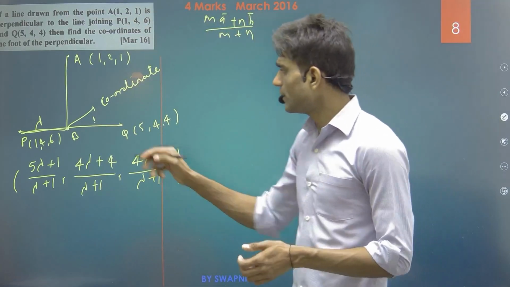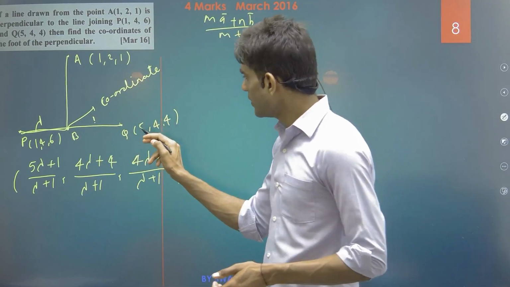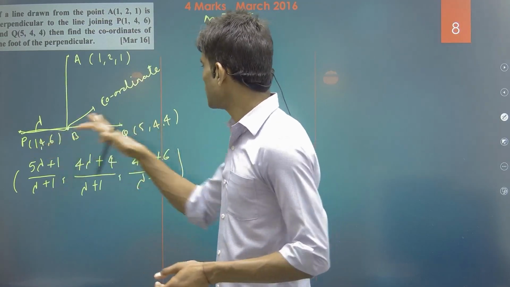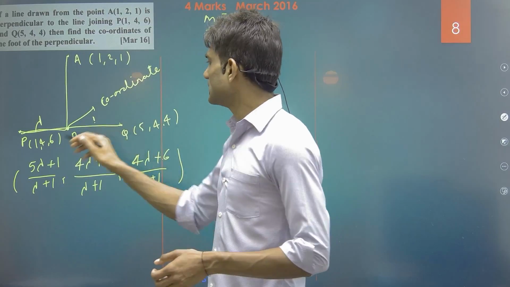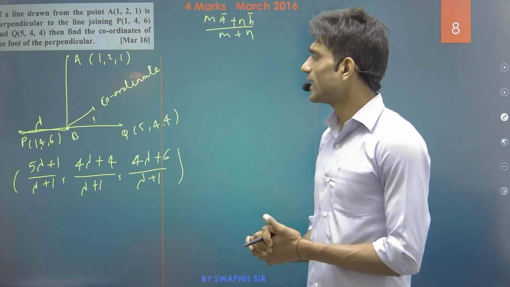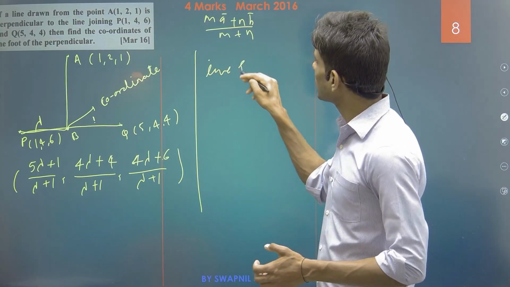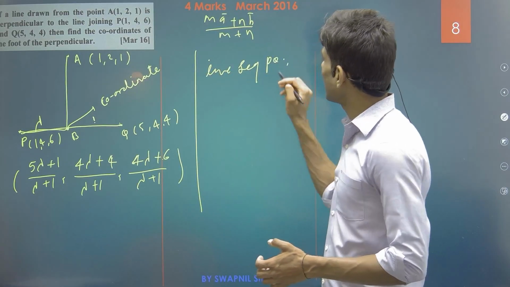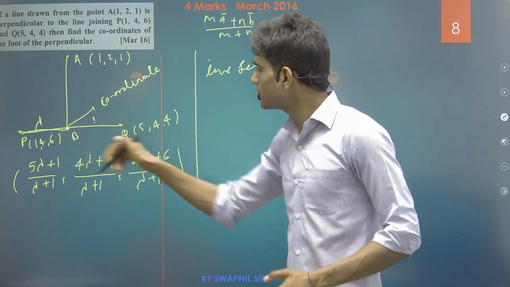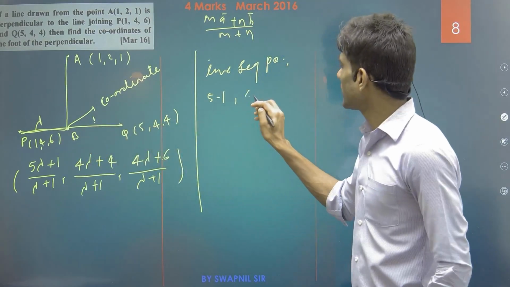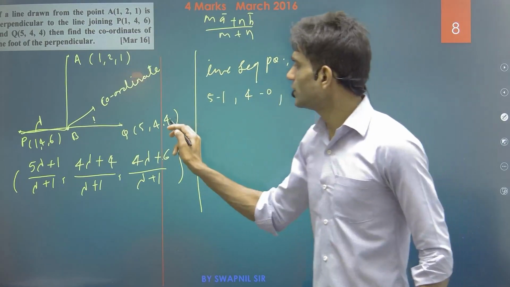So we want the direction ratios. For finding them, we can write 5 minus 1, 4 minus 4 and 4 minus 6, which are the direction ratios for our line segment PQ. 5 minus 1 is the first direction ratio, 4 minus 4 is the second, and the third direction ratio is 4 minus 6.